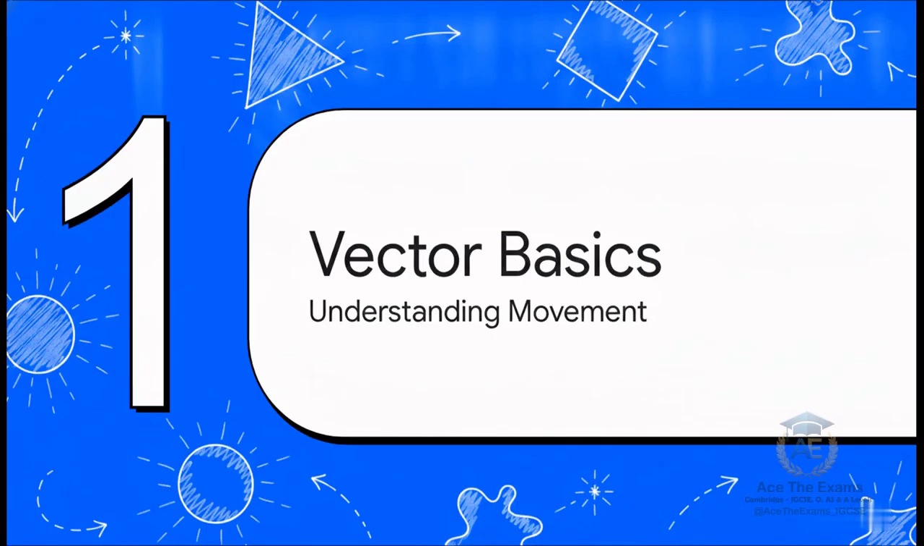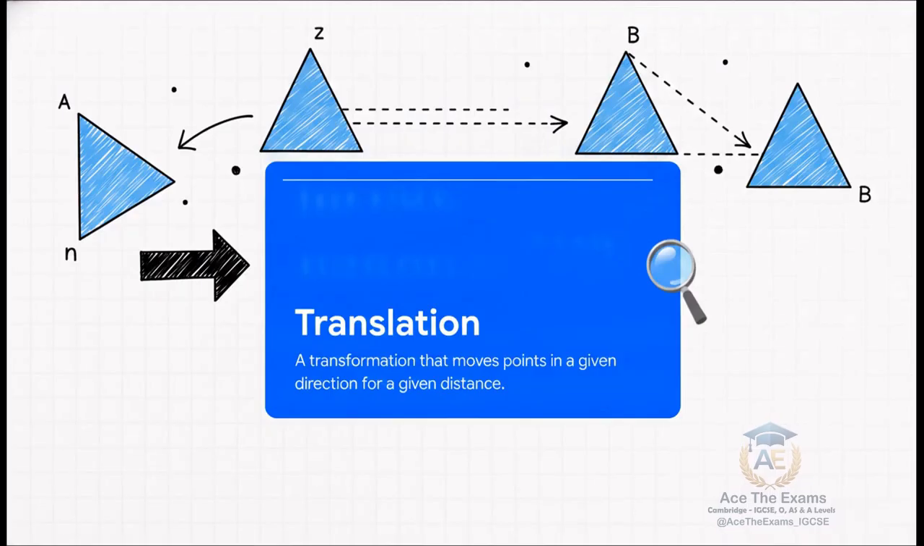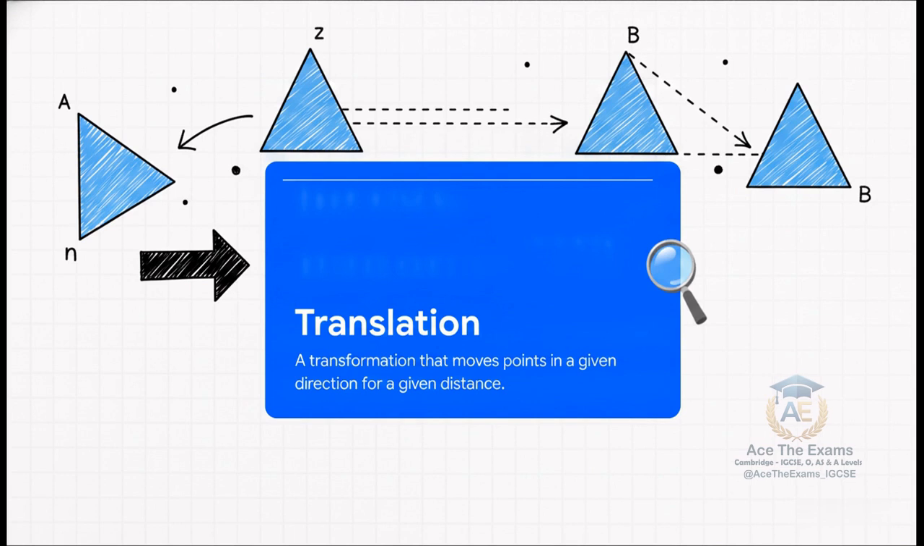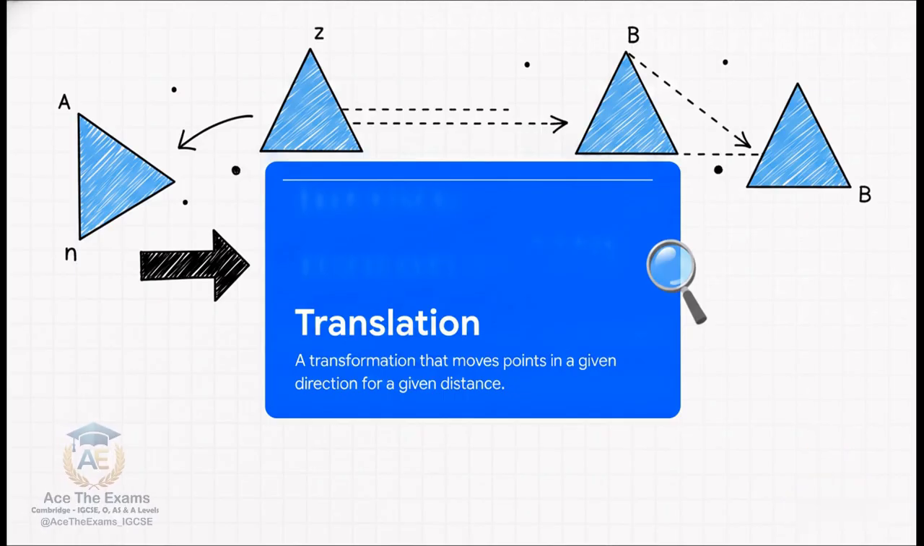Starting off with Section 1, Understanding Vector Basics. So to really wrap our heads around vectors, we first need to talk about translations. Now, in geometry, a translation is just a very specific type of transformation. It's basically when you move an object in a given direction for a specific distance. The key thing to remember here is that the shape doesn't rotate and it doesn't get bigger or smaller. Every single point on that object moves the exact same distance and in the exact same direction. It essentially just slides right across the grid.